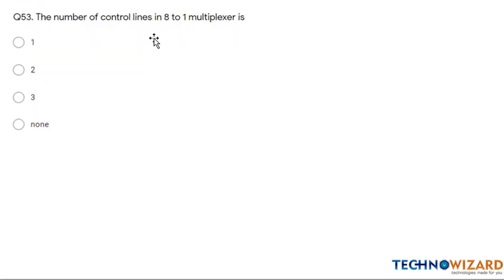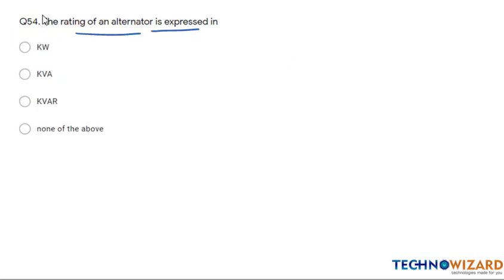Question number 53. The number of control lines in an 8 to 1 multiplexer will be 2 cube, that is 3 control lines. Question number 54. The rating of an alternator is always expressed in kVA because the losses always depend upon the kVA or MVA rating of an alternator. Therefore, option B is the correct answer.